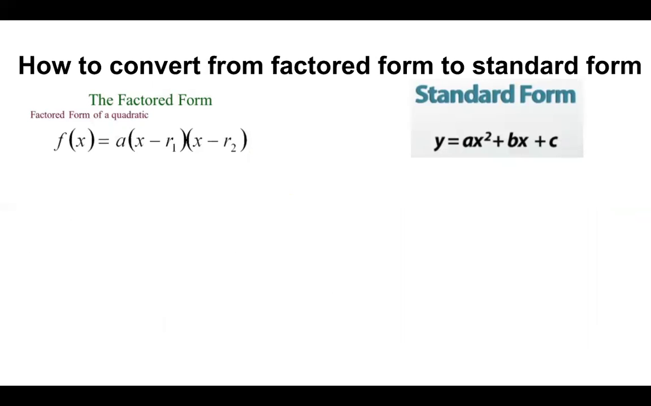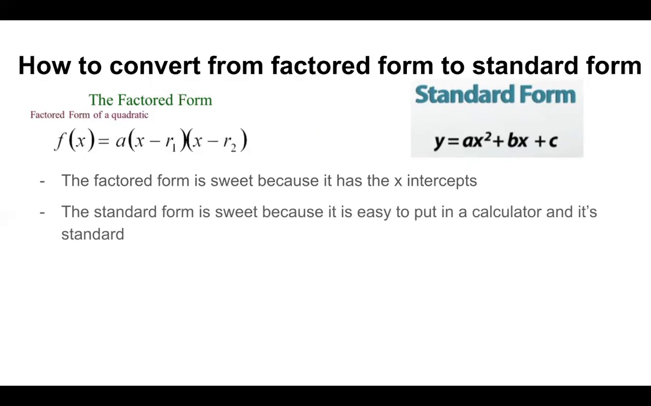All right, so how to convert from factored form to standard form. Now, all those different forms that we learned about, right? We had factored form, we had standard form, we had vertex form. Fun fact, these will create the exact same equation if you just switch some things around. We just simply put them in their basic form so that it makes it easier to visualize the graph right away. Again, standard form is what we primarily use. The factored form is sweet because it has x-intercepts. The standard form is sweet because it's easy to put in a calculator and it's standard.